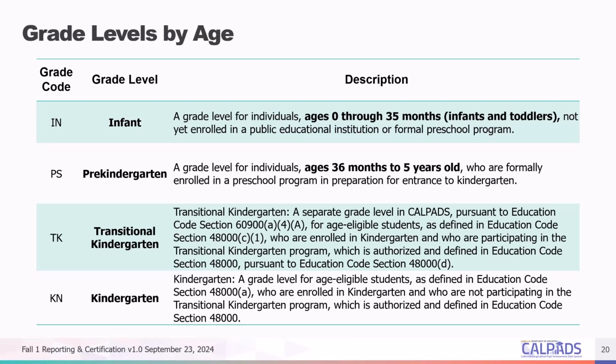Of course, a 5-year-old in kindergarten wouldn't have a PS grade level, or a 5-year-old or 4-year-old in TK would have a TK grade level. But for special education, you could have a 5-year-old and their grade level could be preschool still. And then you have TK and kindergarten, which have age minimums, but they don't have age highs, right? So sometimes you have 6-year-olds in TK or kindergarten.